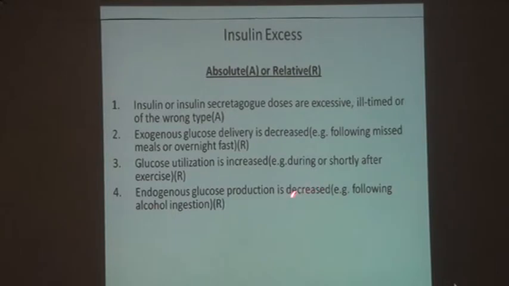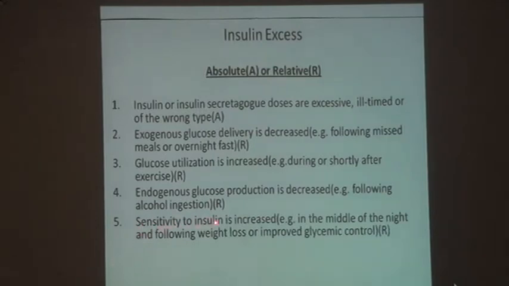Endogenous glucose production is decreased following alcohol ingestion. This is because of vasodilation, etc. Sensitivity to insulin is increased in the middle of the night; we know that at 3 a.m., the dawn phenomenon. And following weight loss or improved glycemic control. So these are the relative causes.